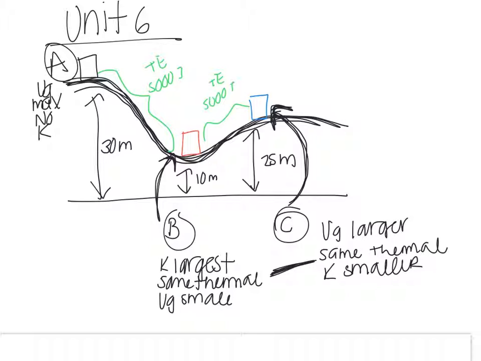So just really look at the pieces that the question is giving to you, right? 25 meters is a lot closer to 30 meters than 10 is. So you can say that UG here is going to be really high, or really close to my UG max here at 30. All right, awesome.